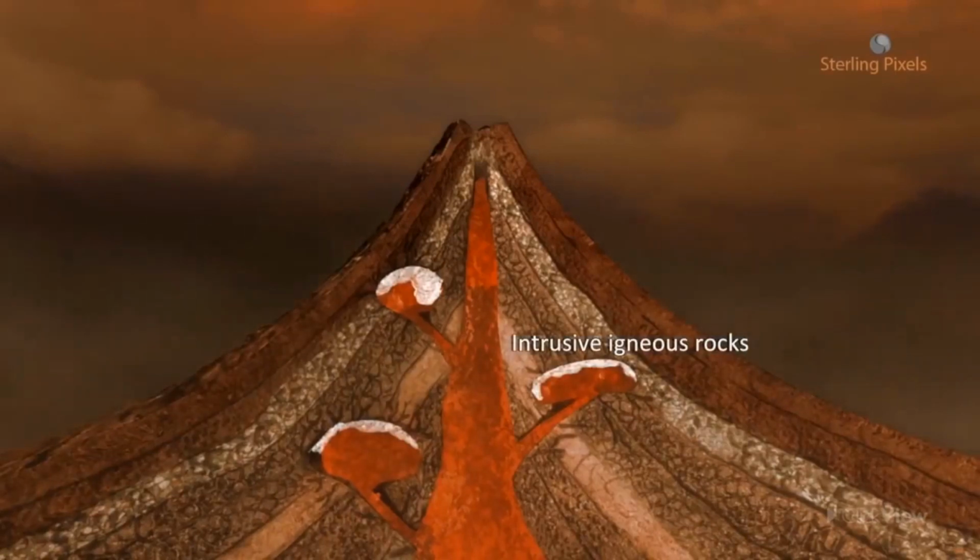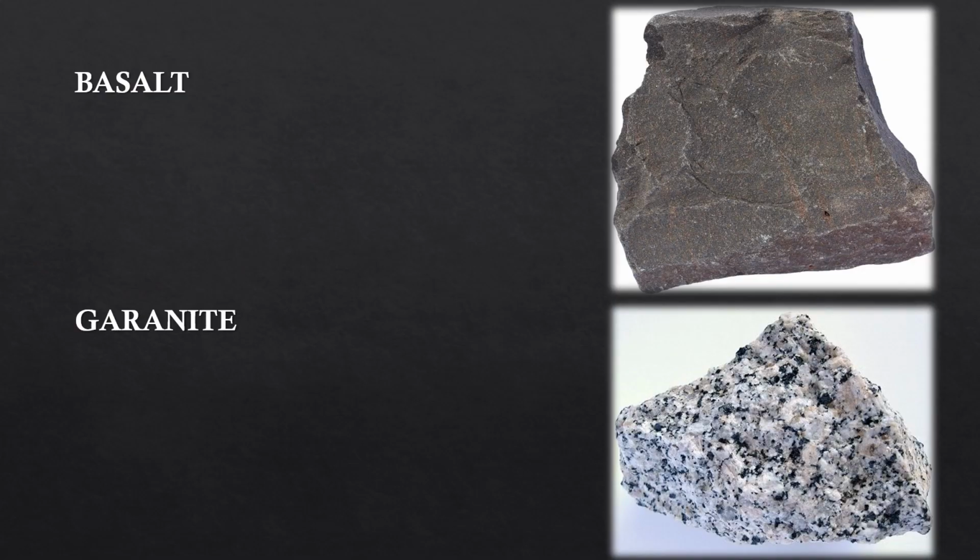So, we have learned that when the molten magma cools, it becomes solid. Rocks thus formed are known as igneous rocks. Igneous rocks are also known as primary rocks. We have also seen the two types of igneous rocks, that is intrusive rocks and extrusive rocks. Extrusive igneous rocks have a very fine grained structure. For example, basalt. The Deccan Plateau of India is made up of basalt rocks.